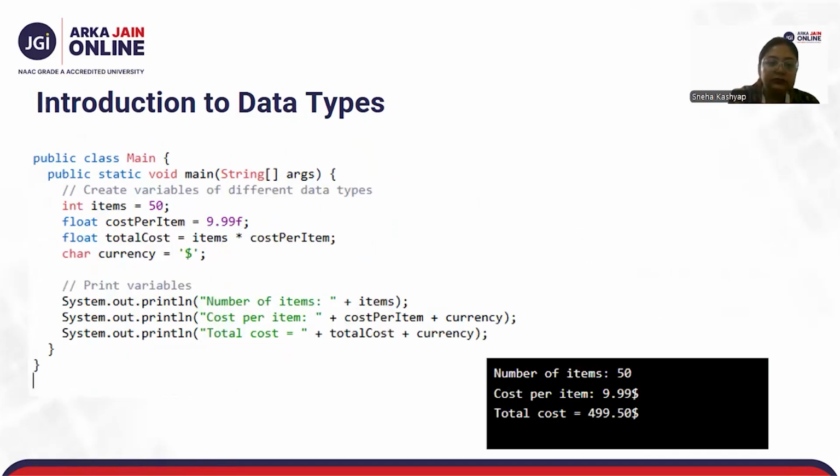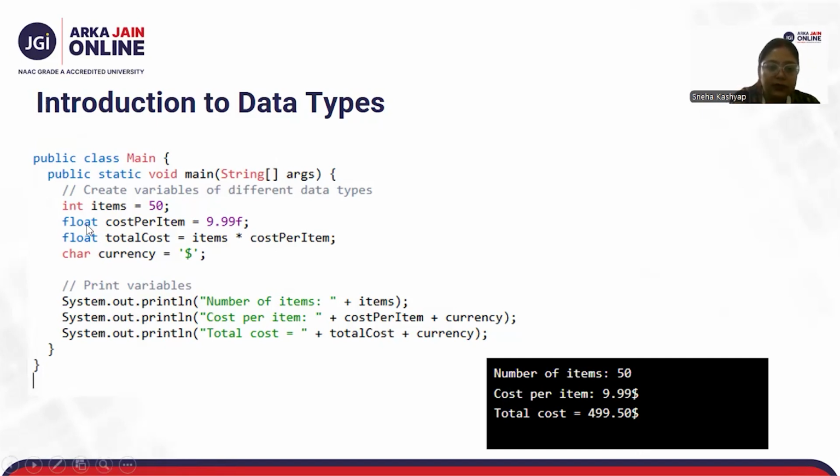Another example: here I have taken a program where I am taking certain items. The cost per item is mentioned in the program, and all I need to calculate is the total cost of all the items. So let's see how the program runs. Again, the class name is main. I've taken the access specifier as public, and to this I have added a main function which takes string arguments.